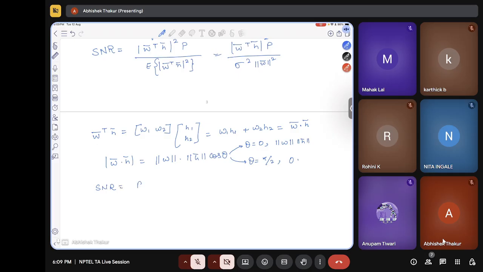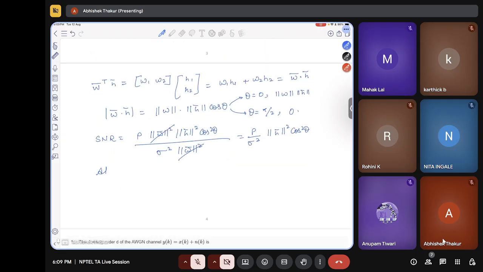SNR is equal to P cos square theta by sigma square. So the norm square of W will get cancelled. This will become P by sigma square cos square theta. And at theta equal to 0, the SNR will be maximum.